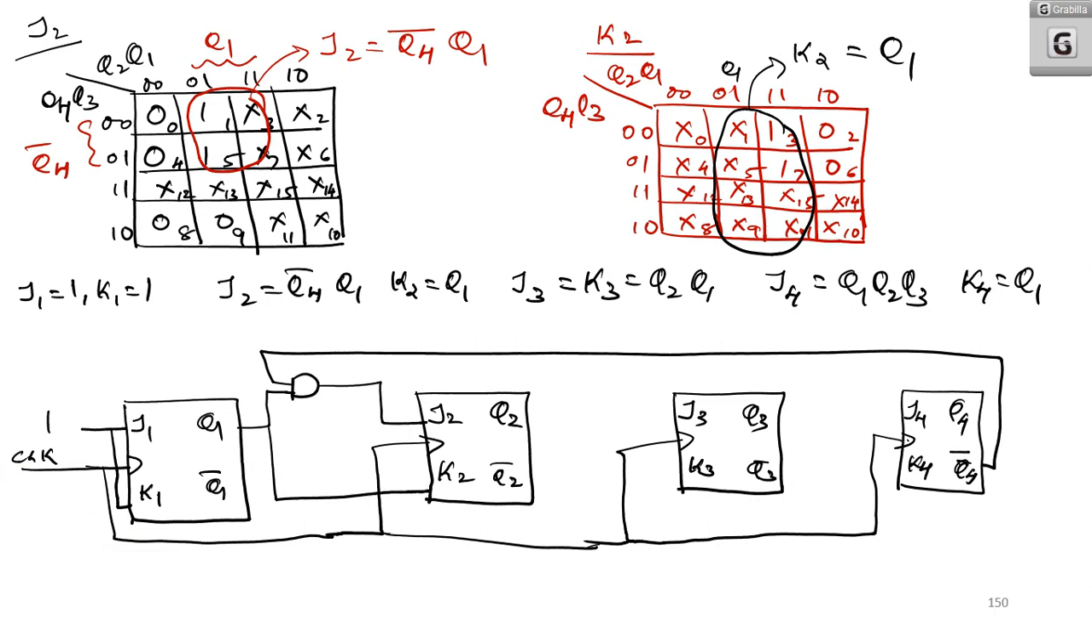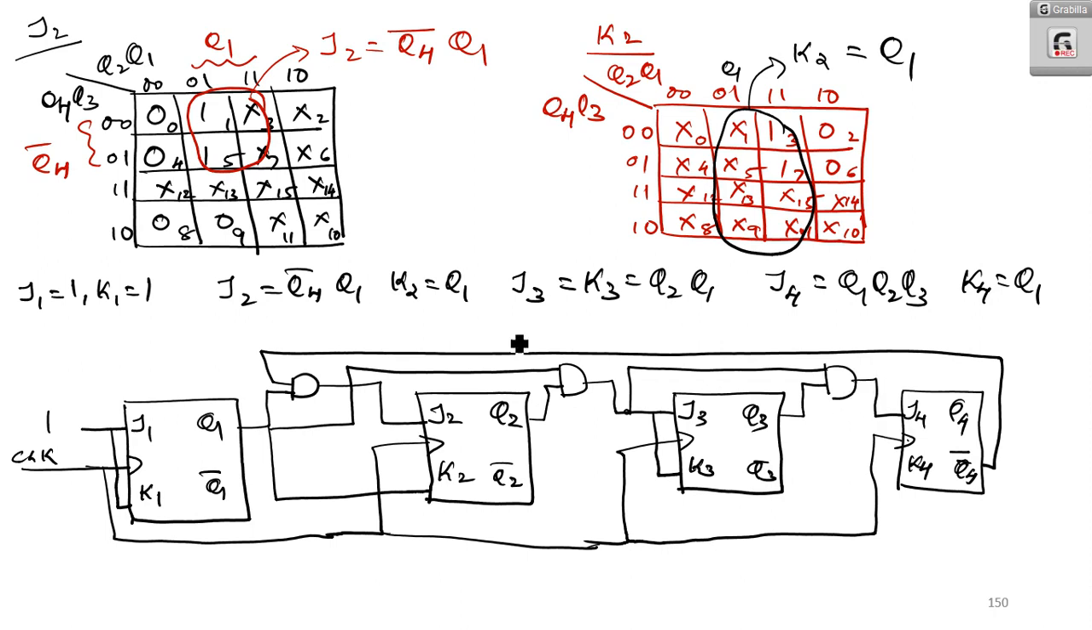That is it. Now what is J3? That is Q2 Q1. So Q1 is here, Q2 is here, you put an AND gate and go to J3. J3 is same as K3. That is it. Now what is J4? J4 is Q1, Q2, Q3. So here you have Q1, Q2, you AND it with Q3, and you will get J4. But what is K4? K4 you will get as Q1.